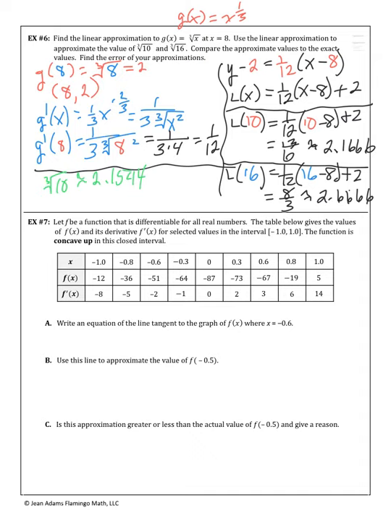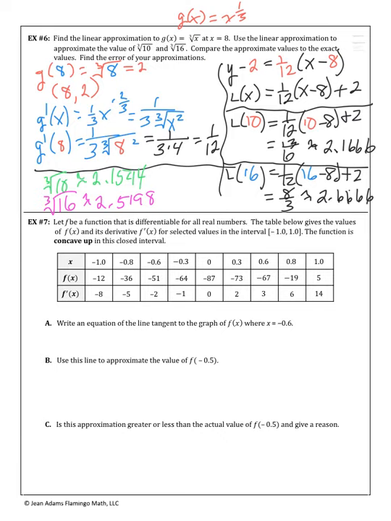And then the cube root of 16. All right, so the cube root of 16 is 2.5198. So 2.5198 versus 2.666. So this is a little bit further off, but still pretty darn close. So you can see that our linear approximation does get us fairly close to where we want to be.